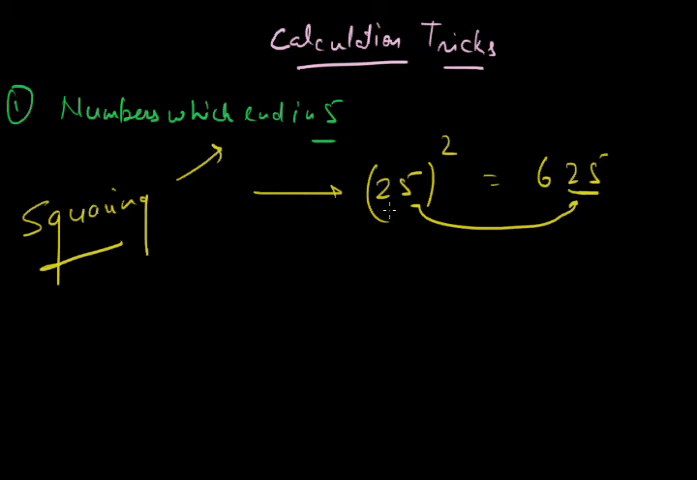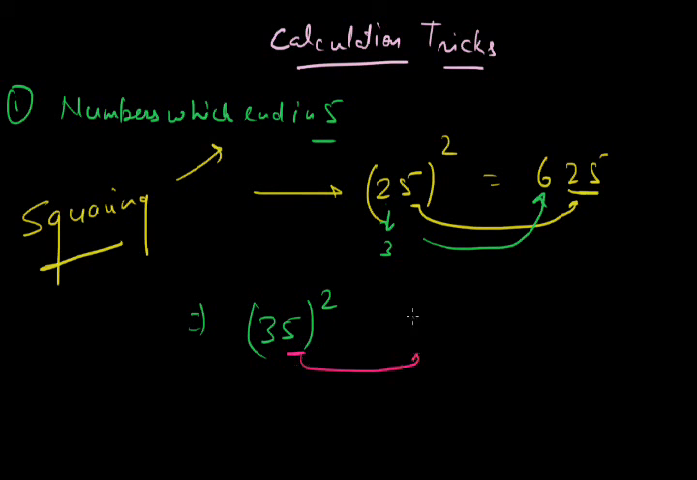And the next number after 2 is 3. 3 times 2 is 6, which is the second part. This is 625. For example, it can be 35 squared. What we have to do here is, 5 squared is 25, and the next number after 3 is 4, and 3 times 4 is 12. So 1225 is 35 squared, and this is valid when the unit digit is 5.